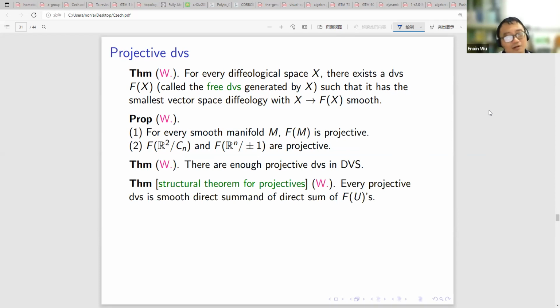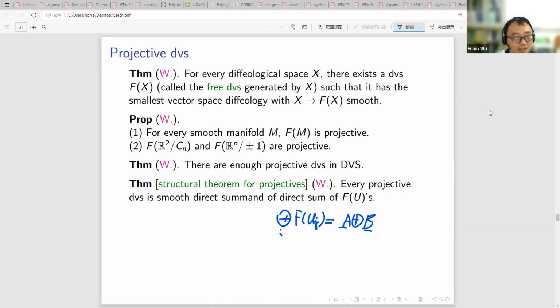Okay. So another important thing is you have the structure theorem for projectives. Projectives are very abstract, but you can somehow make them concrete using this theorem. It says every projective is always a smooth direct summand of a direct sum of FUs. So what does it mean? It just means you take many copies of FUi, where Ui are open in some Euclidean space, but they could be in different dimensions. And then you write it as a direct sum of, maybe I say, A and B. Then both A and B are projective. So every projective is a direct summand of direct sums of these things.